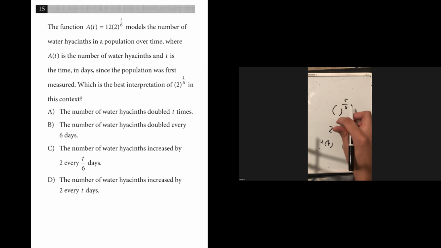And then whether or not it's a double or triple or whatever depends on the number here. If it's 2, then it's double. If it's 3, then it's triple. If it's 4, then it's quadruple, etc., etc. And then the number in front is the base, which is the initial population.